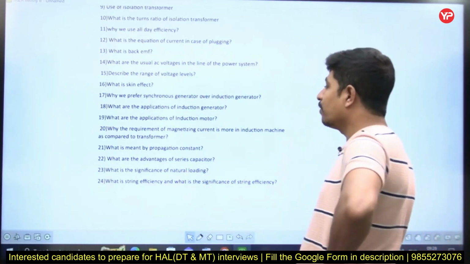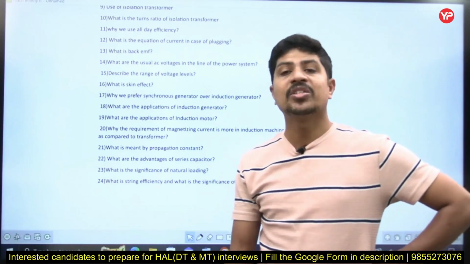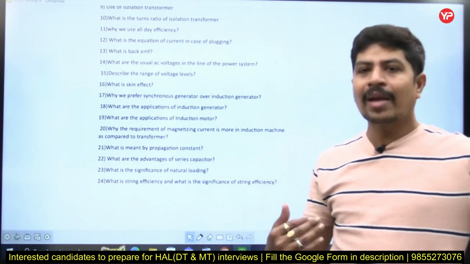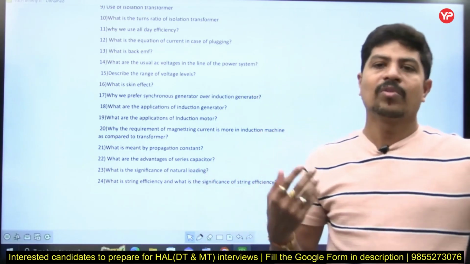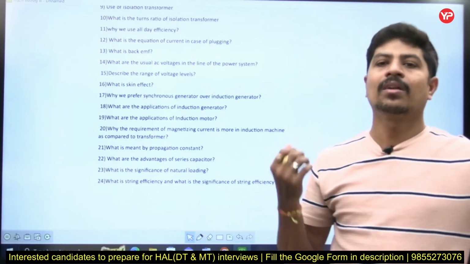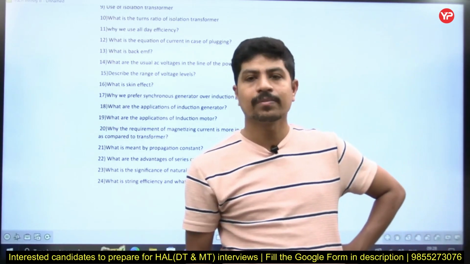Next question is, why do we prefer a synchronous generator or an induction generator? A synchronous generator is a constant speed generator, right? I want to synchronize my generator to the grid. Synchronization means parallel operation. Then the conditions to satisfy are voltage magnitude, phase sequence and frequency, right?